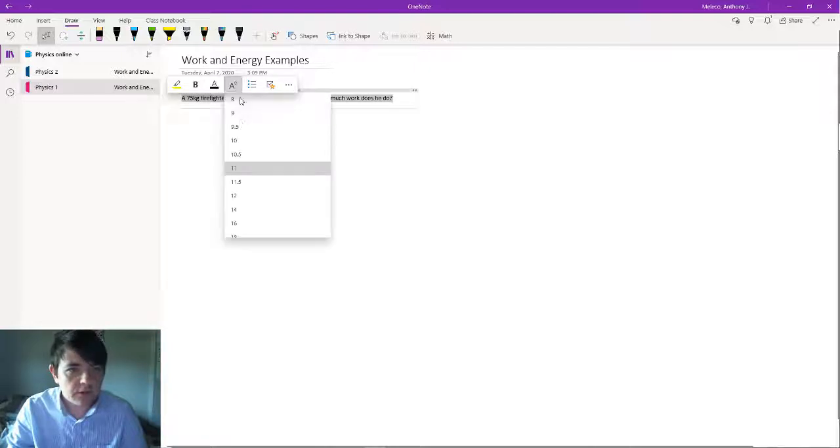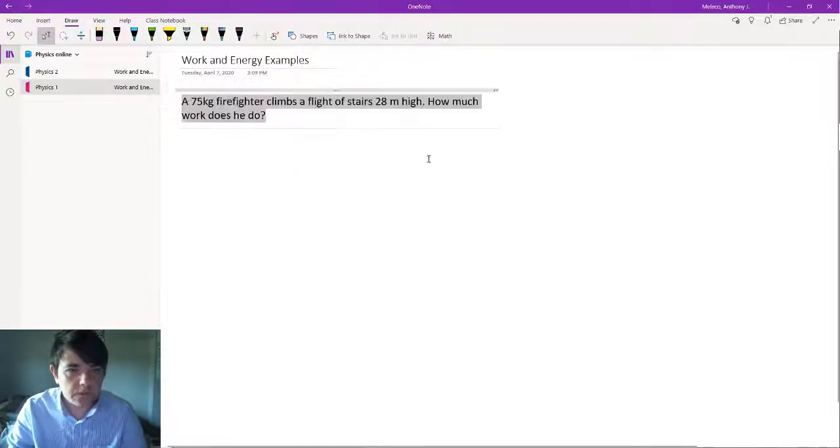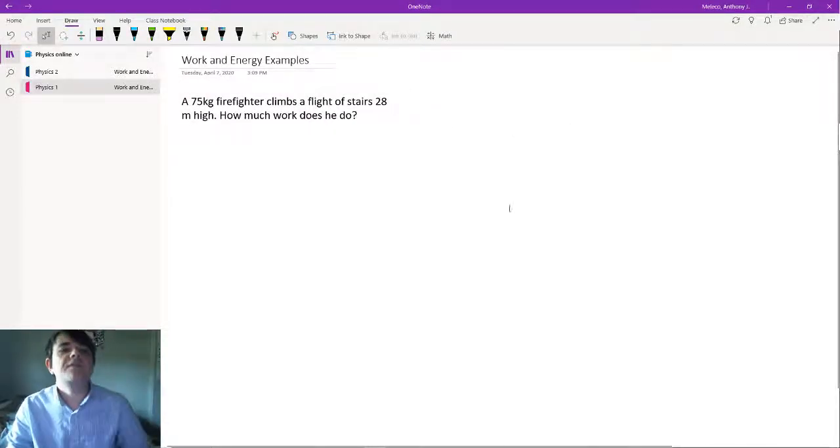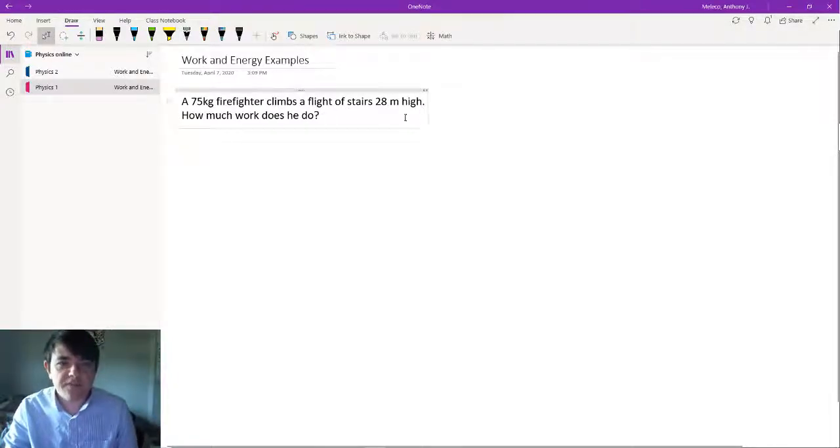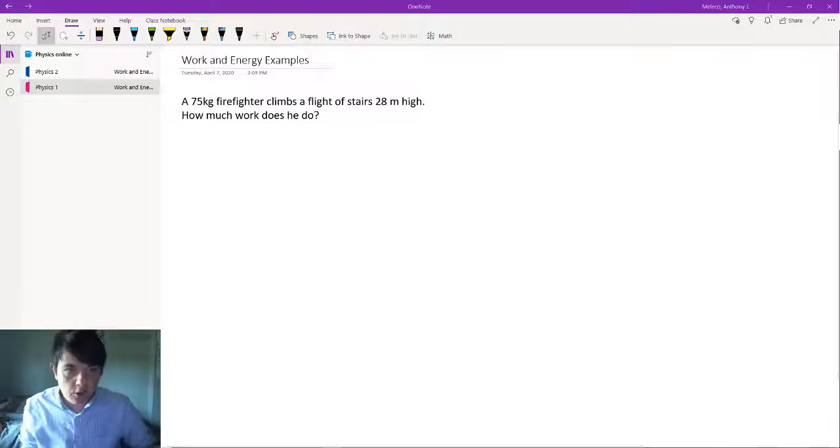Here we go. Our first example is going to be this guy. Let me just make this bigger. A 75 kilogram firefighter, so it's giving us his mass, climbs a flight of stairs 28 meters high. And we want to know how much work he does when he does that. If you remember, the equation for work was force times distance. So we need to figure out the force he's doing to propel himself upward and the distance that he goes.